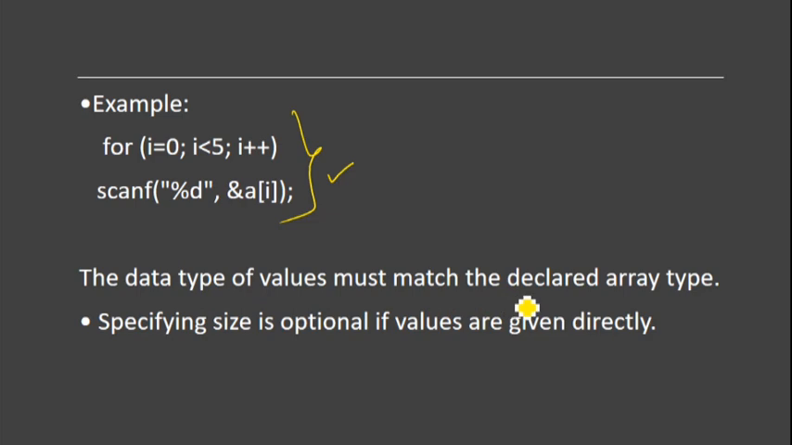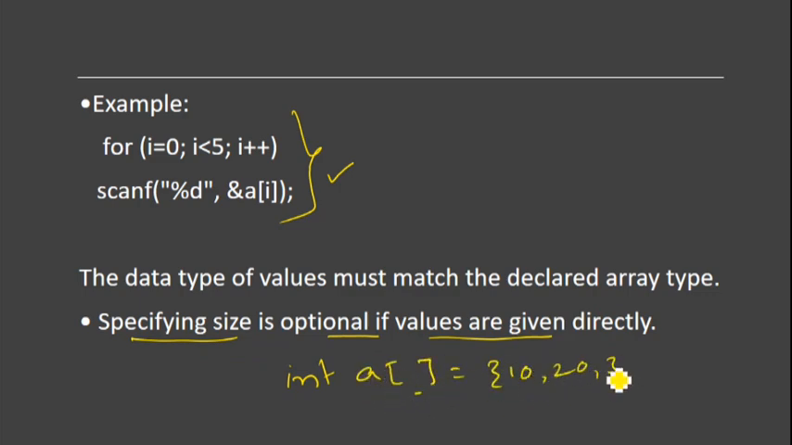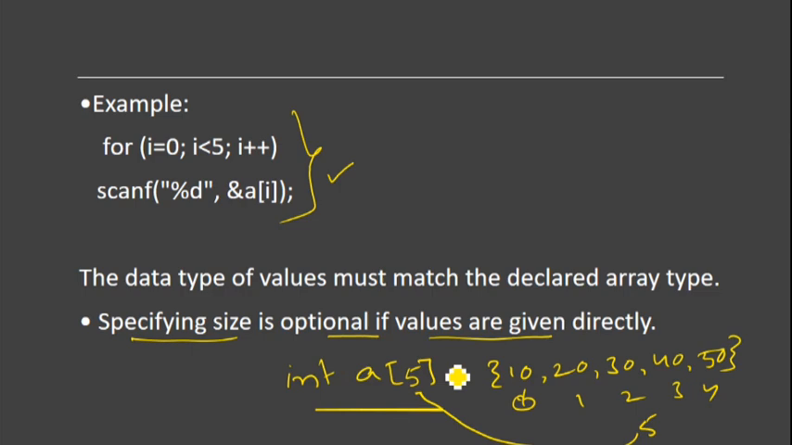The data type of values must match the declared array type. Specifying size is optional if values are given directly. Very important. For example, I'm writing int a, not specifying any size here, but I'm assigning 10, 20, 30, 40, and 50. Now these are five values, indexed 0, 1, 2, 3, 4, so the total count is 5. Automatically the size 5 will be taken.